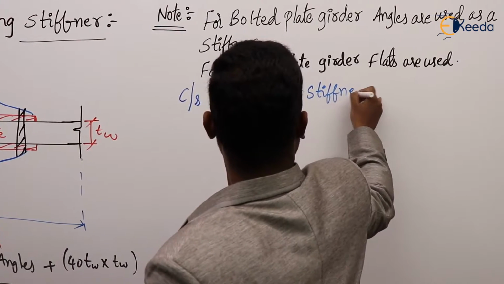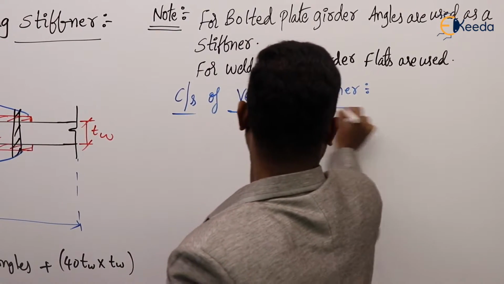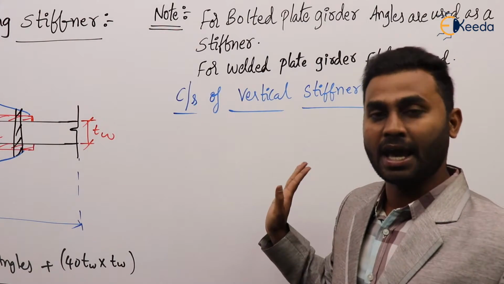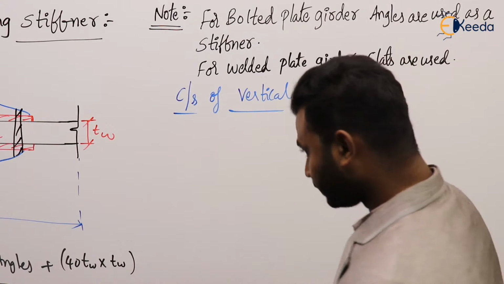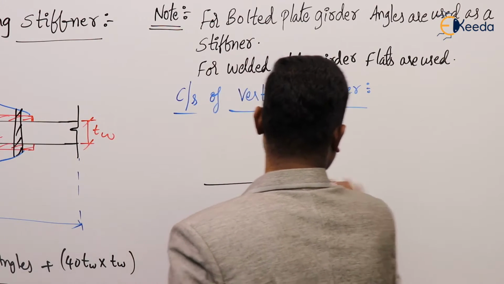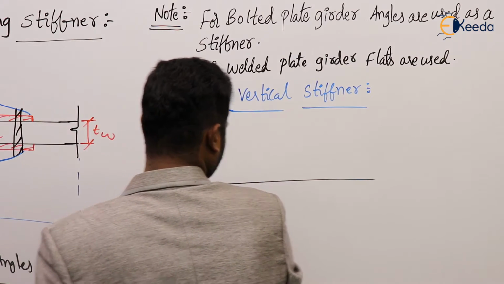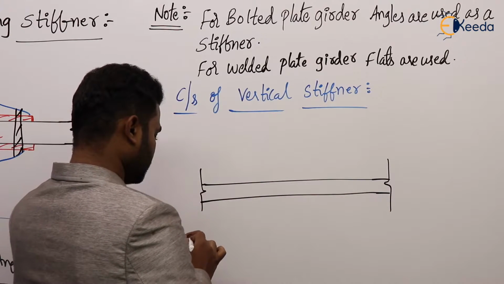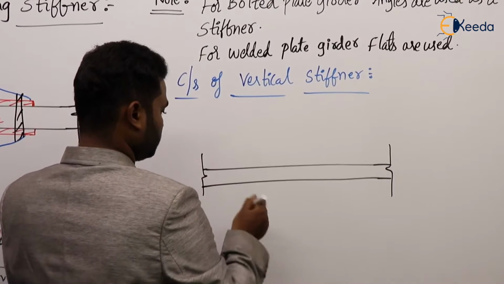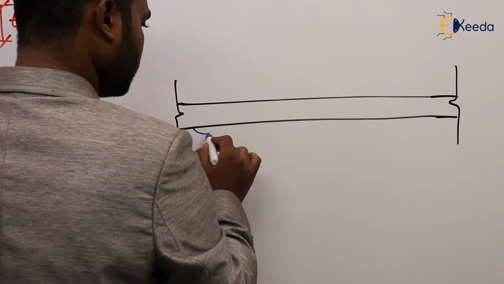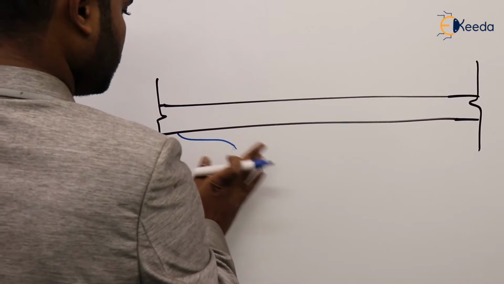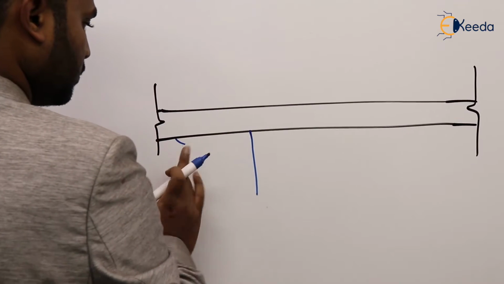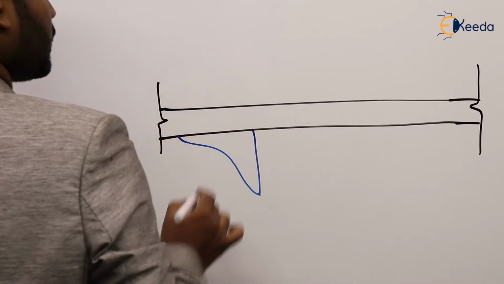Vertical or transverse, one and the same. Again, these vertical stiffeners are also provided to the web, and they are connected to the web. Clear? So again, if you consider the web here like this, so this is a web plate. Okay, this is one stiffener.